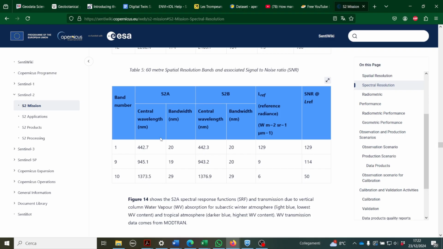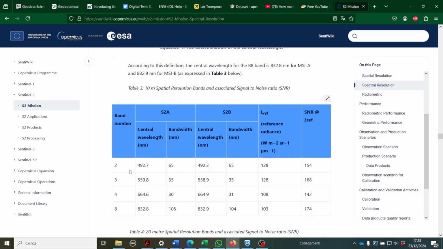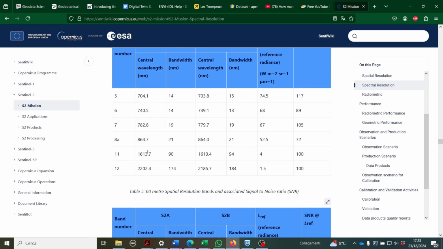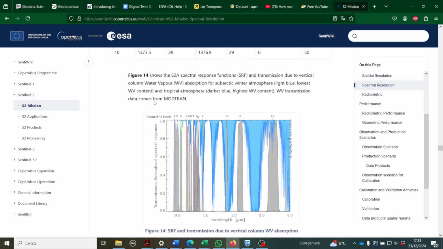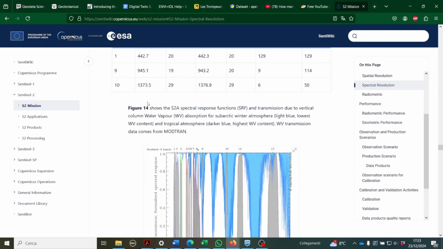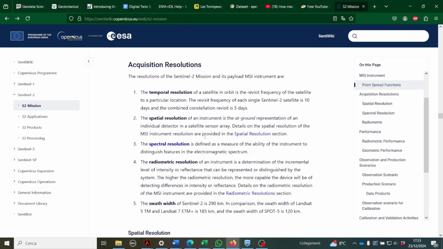So in terms of numbering, the number is coherent with the wavelength. The band number 1 is the first one taking into account the wavelength. You see 0.44 microns, while the band number 2 is 0.49, band number 3 is 0.55, and the last one, that is band 12, is 2.20 microns. So the numbering is coherent with the wavelengths.